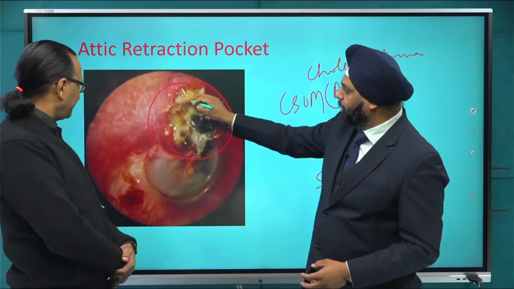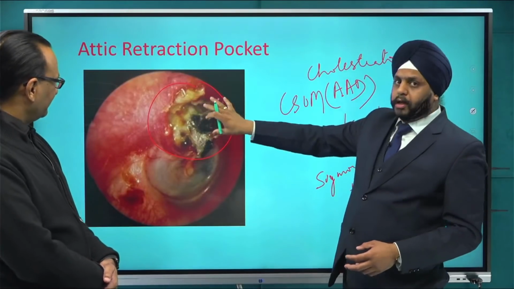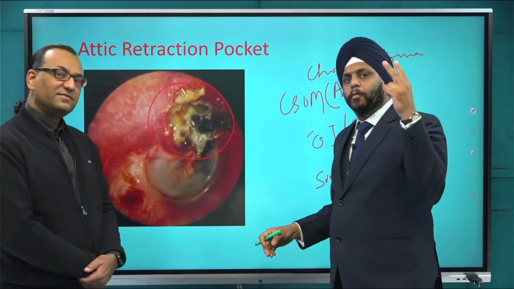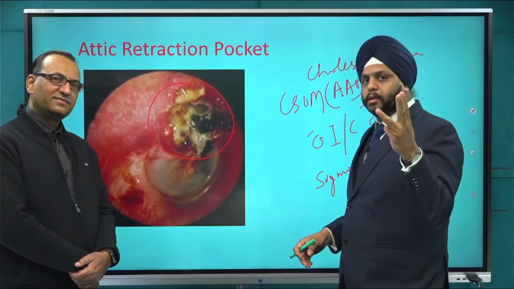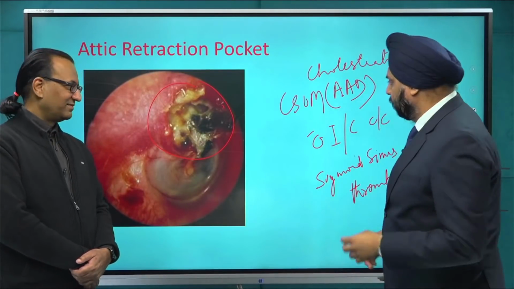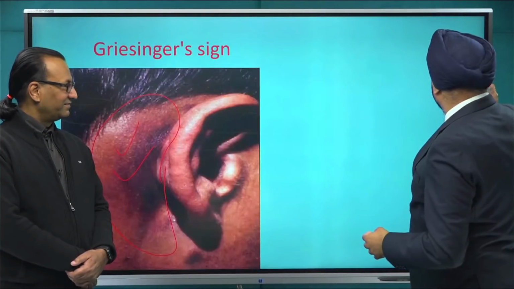Okay, so 3 reasons. Number 1, it's a clear case of CSOM with cholesteatoma. It can have an intracranial complication. Number 2, picket fence fever. And number 3 is Griesinger sign. So over to you, sir.